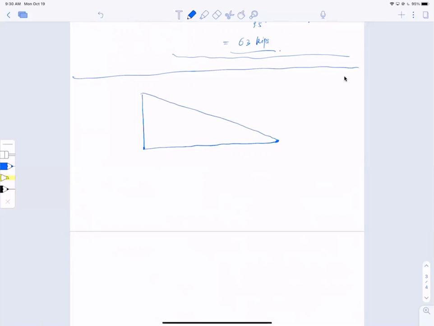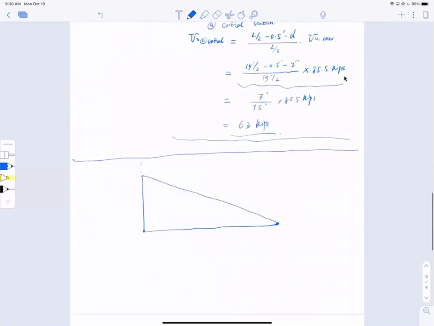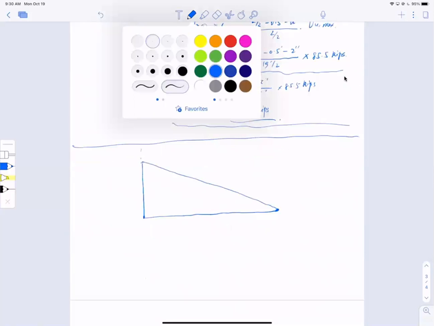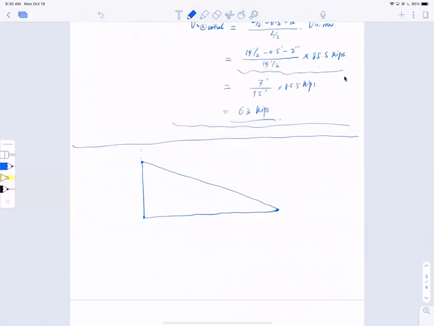So I'm going to start drawing my distances. First distance, let me draw it far away. Let's see how many I have. So I have here VU max at the center of support.